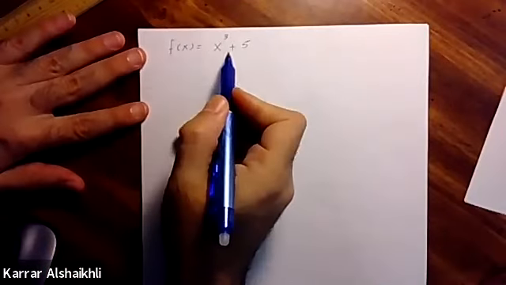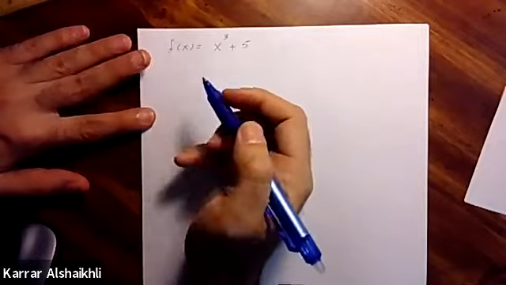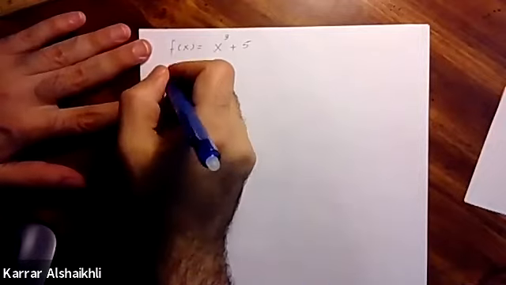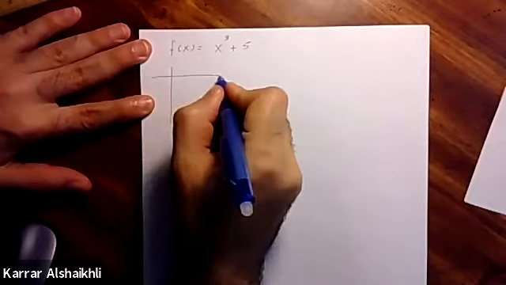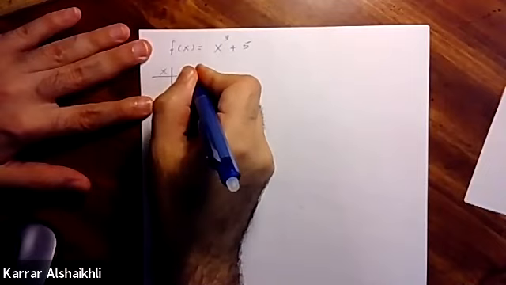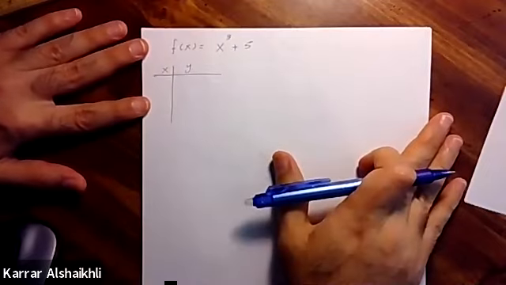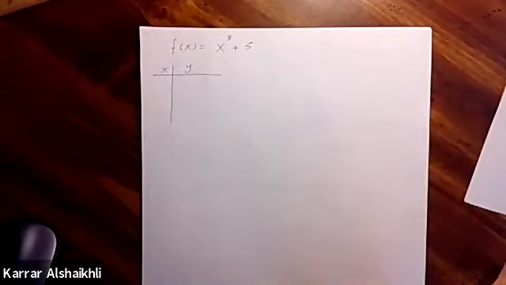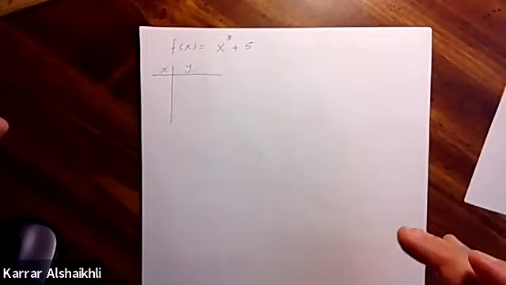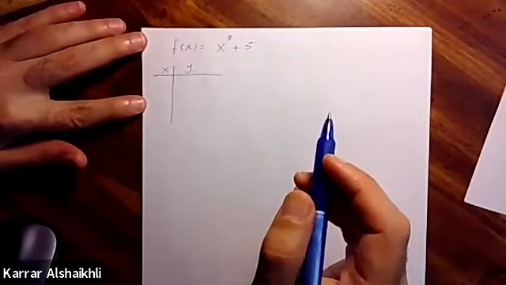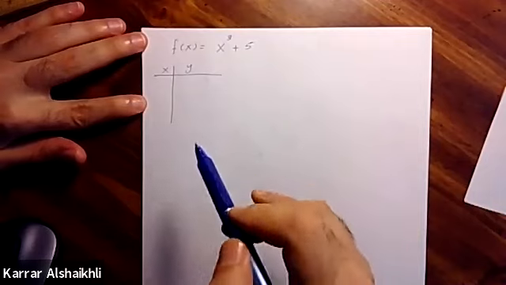First of all, we're going to graph this function, then we're going to graph the inverse. So I'm going to make the table here, x, y. Let's choose 2 points. Let's choose -2 and 2.